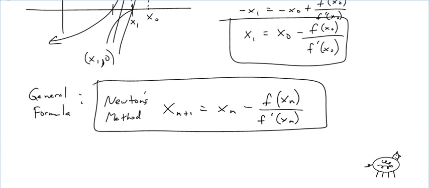That's Newton's method. Okay, so that's how we're going to find, with this value here, we're going to get closer and closer and closer to that root. And that's what this is. This is the root that we're actually going to look for. Okay, so let's do an example.